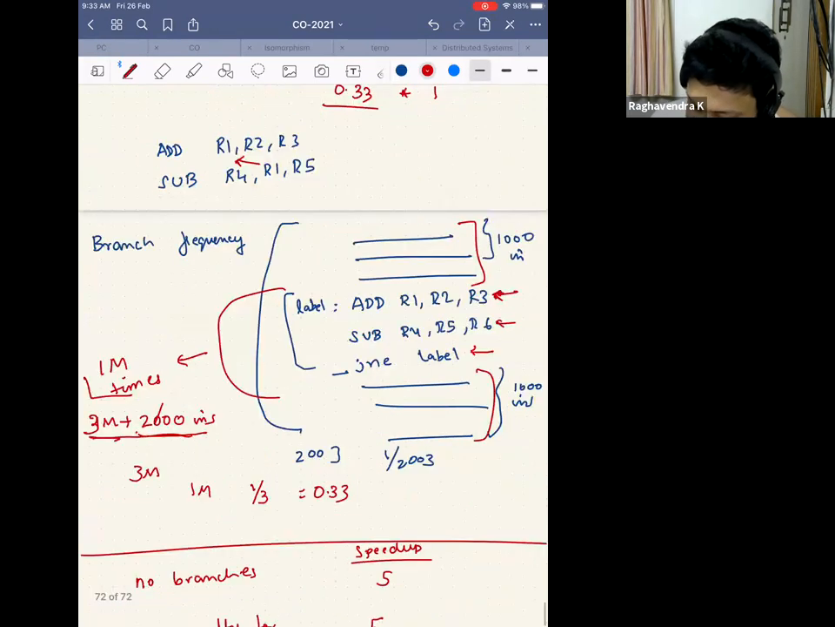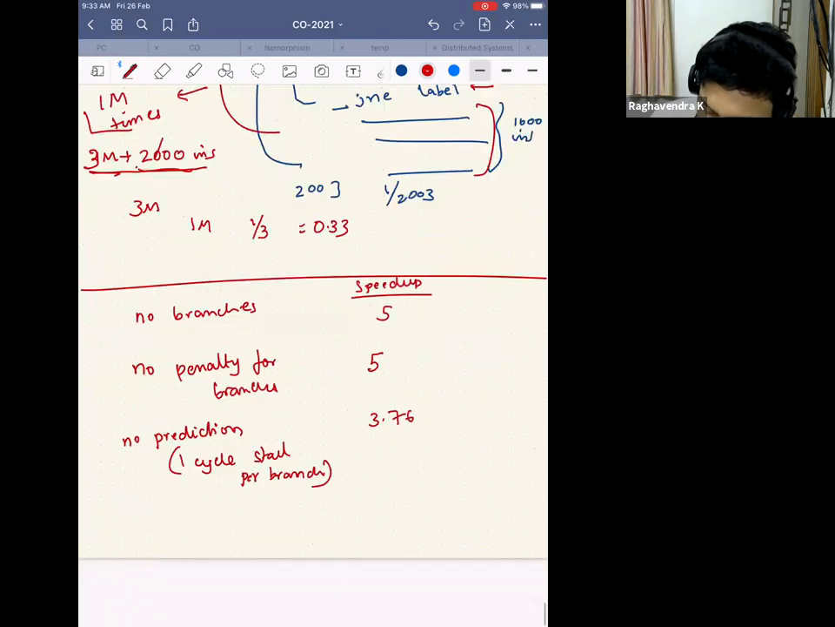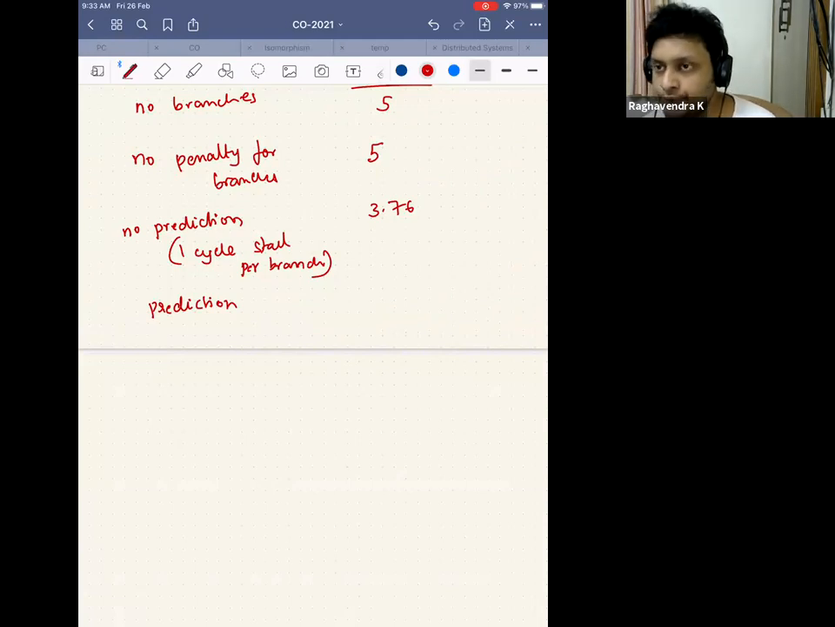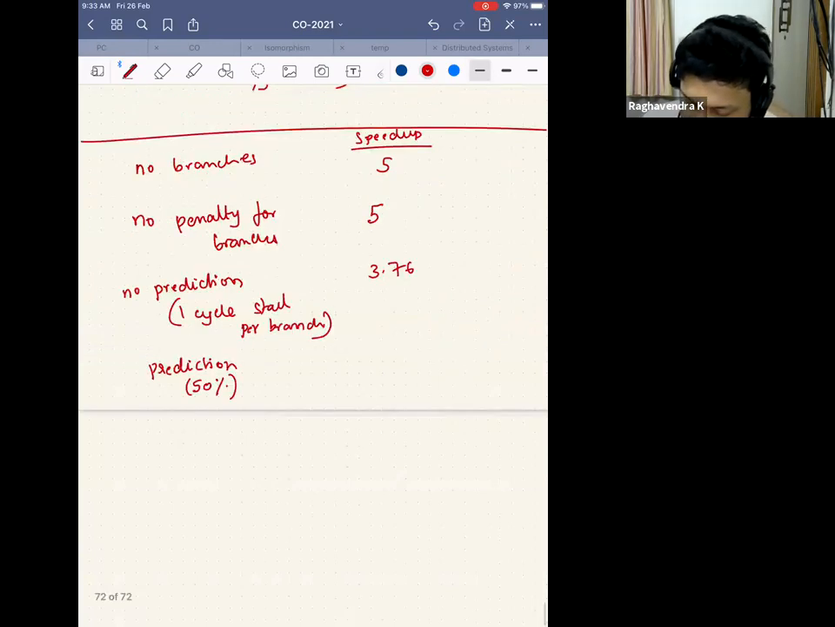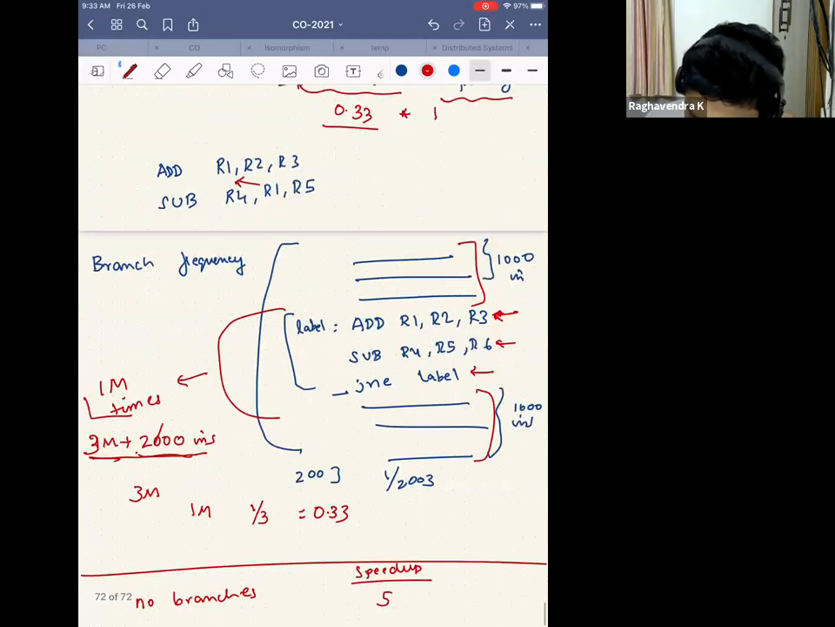Okay. And then we said we will build some kind of prediction, and the prediction accuracy is 0.5, which means that it is right 50% of the time. We are not having any penalty for misprediction. So if I'm right, I don't have any stall. If I'm wrong, then I have a stall of 1 cycle. So if the prediction is 50% right, then the speed up is 4.2.